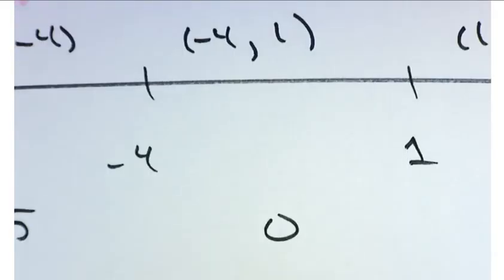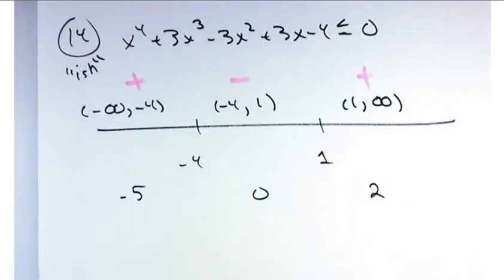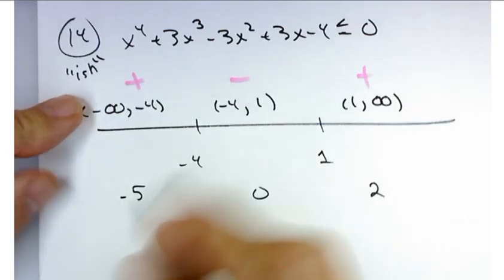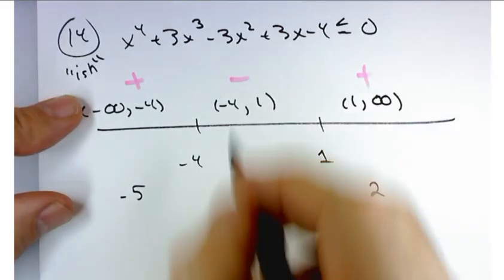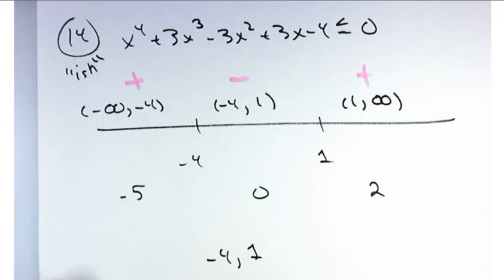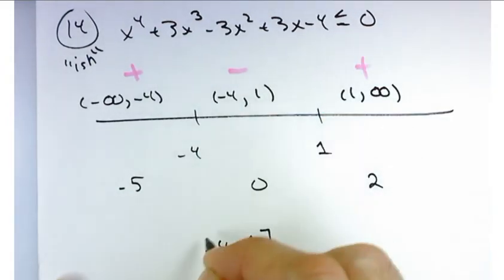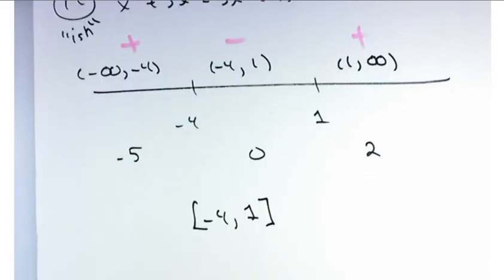As far as the answer to this problem is concerned, though, I did change it up a little bit to make it a little bit more interesting and add to the teachable moment. The answers that I want are where it's less than or equal to 0. So that'd be this middle interval, -4 to 1. But because I have a less than or equal to, I can include the endpoints. So -4 and 1 in brackets.